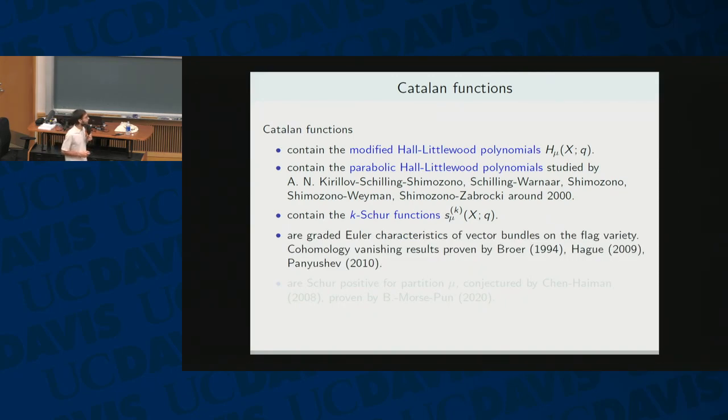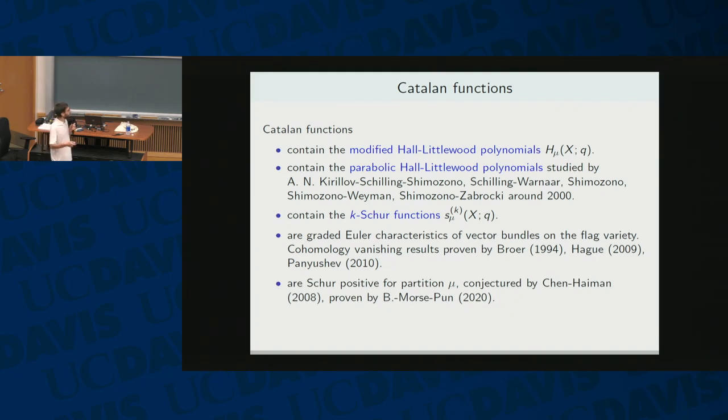as graded Euler characteristics of certain vector bundles on the flag variety. And because of this, if you can show that they're alternating sums of cohomology, so if you can show that higher cohomology vanishes, this automatically gives you a proof that they're Schur positive, okay? And that was shown in some cases by Broer, Haiman, and Panyushev, that higher cohomology vanishes, and therefore the Catalan functions are Schur positive.